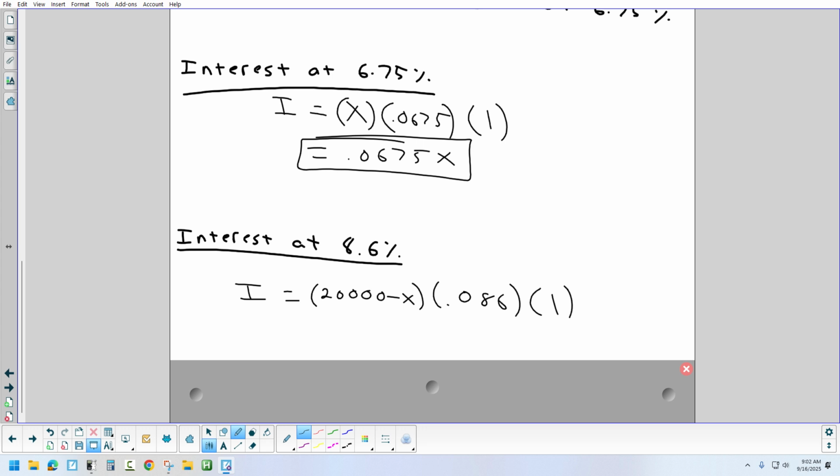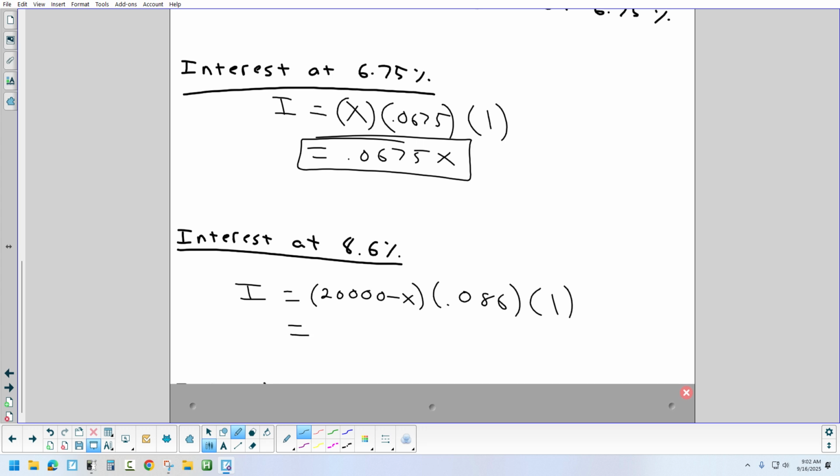Okay, so let's clean that up by distributing it out and putting it in a y equals mx plus b kind of format. The times 1 has no effect on it, but let's distribute that.